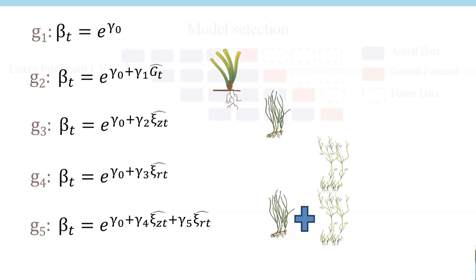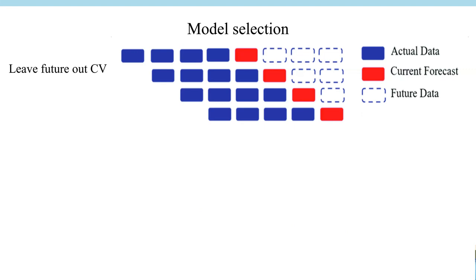In terms of how I selected my model, I used leave-future-out cross-validation, or one-step-ahead model predictions, where essentially I refit each of these five models 20 different times, running them from, for example, all the way to the year 2000, and then predicting 2001, going to 2001 and then predicting 2002, et cetera.